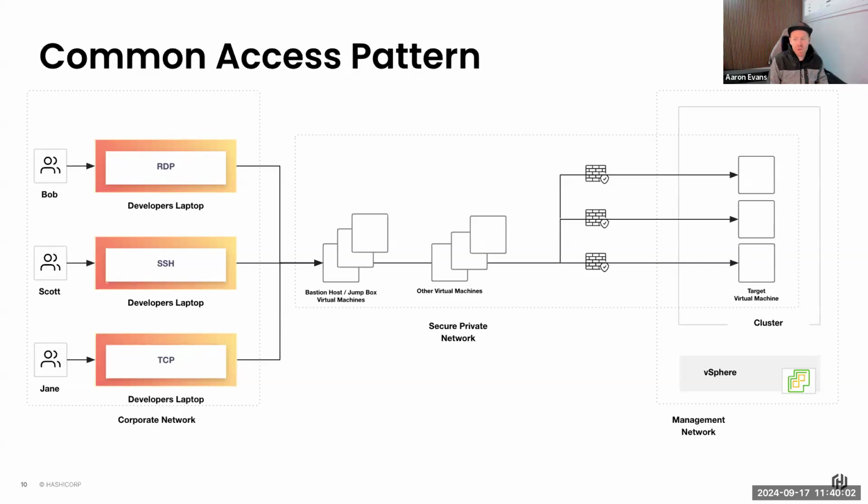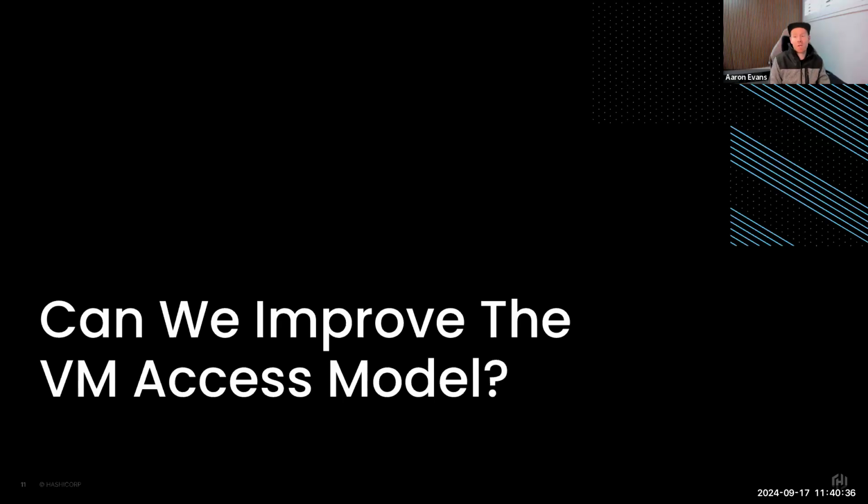If that Bastion host or hosts experience some type of downtime, then our developers lose access to their VMs. That Bastion host effectively becomes a gateway to multiple sensitive areas within our network and infrastructure. And then when you start to track and audit who's doing what, it just becomes more complicated. This is all to say the traditional access method for Scott, Jane, and Bob impacts their productivity and the organization's security posture. So this brings a crucial question that we have to ask ourselves in the organization. Can we improve the VM access model?